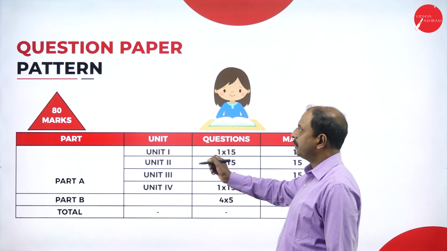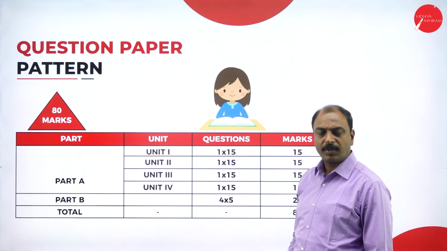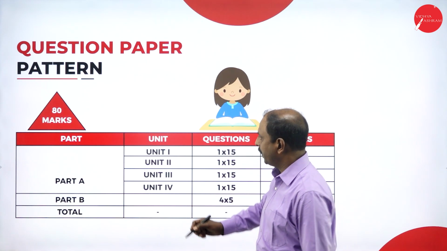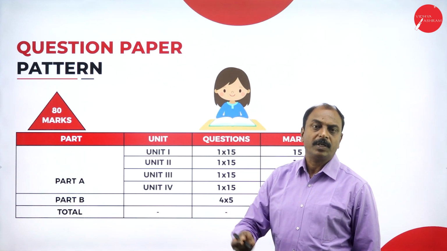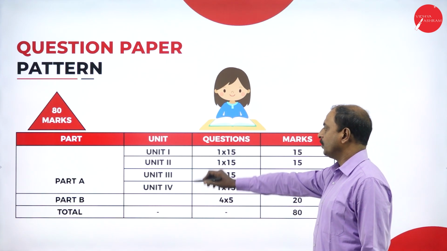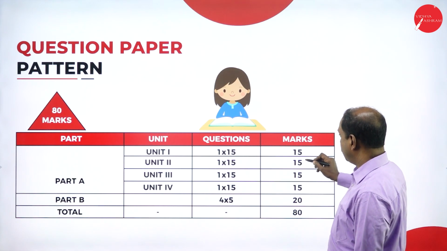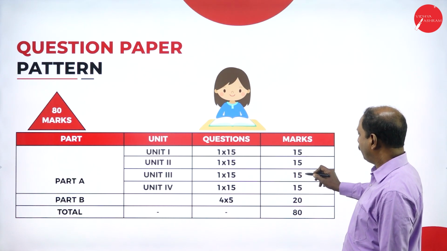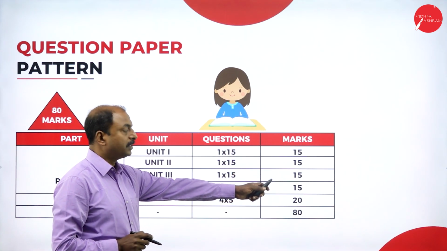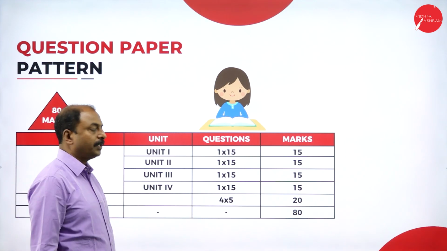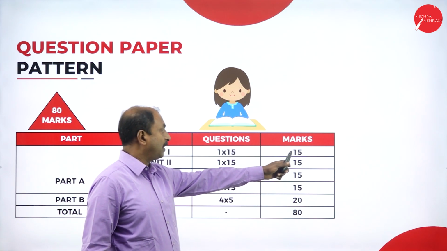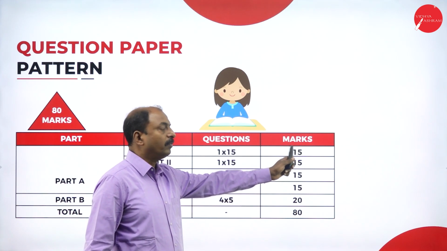Now let us see the question paper pattern of this paper, cloud computing. This cloud computing paper is for 100 marks, and out of 100 marks, 80 marks is for theory and 20 marks for internal. There are 4 units. You will get 15 marks for each unit, so 15, 15, 15, 15, total part A is for 60 marks. Each unit will have 1 or 2 questions or sub-questions, maybe for 7 marks or 8 marks, together 15 marks.